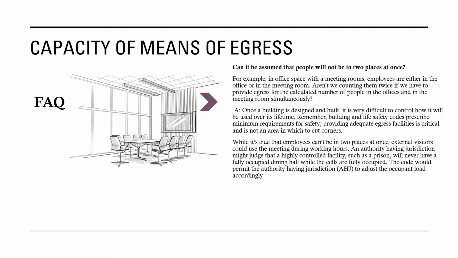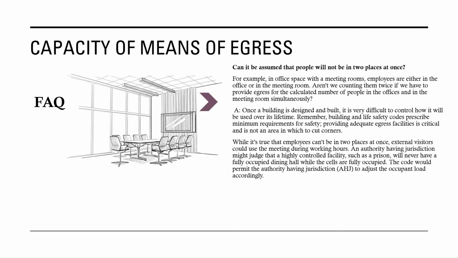One of the common mistakes is how to measure the exit components' widths, which will be covered in the next video. Another frequent issue is forgetting to include the mezzanines and intermediate levels, which can increase the occupant load and the exit capacity as well.